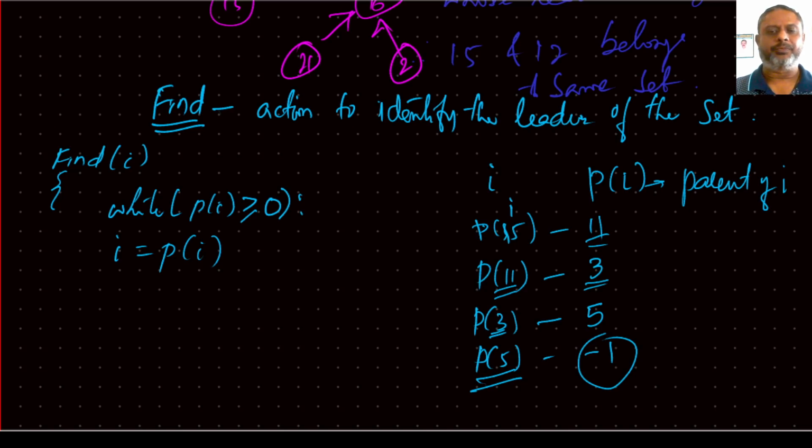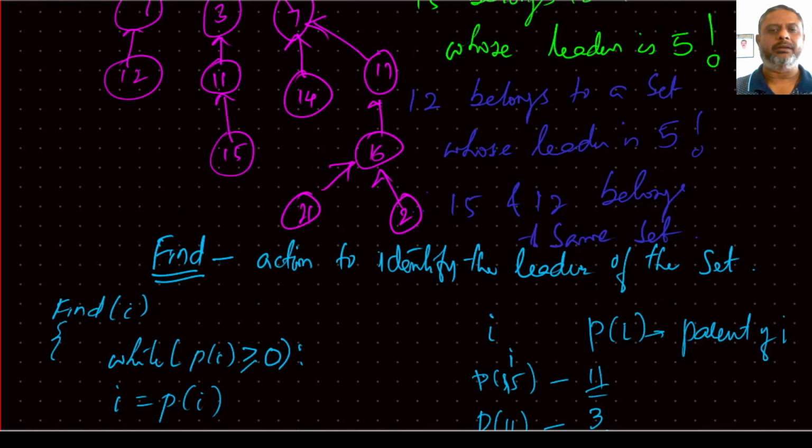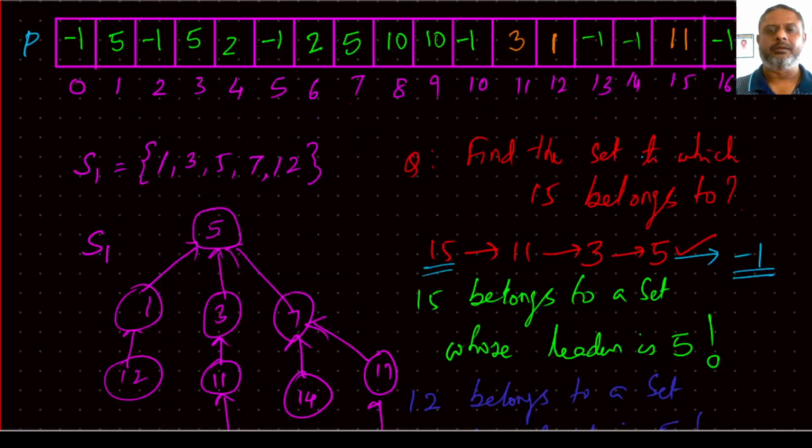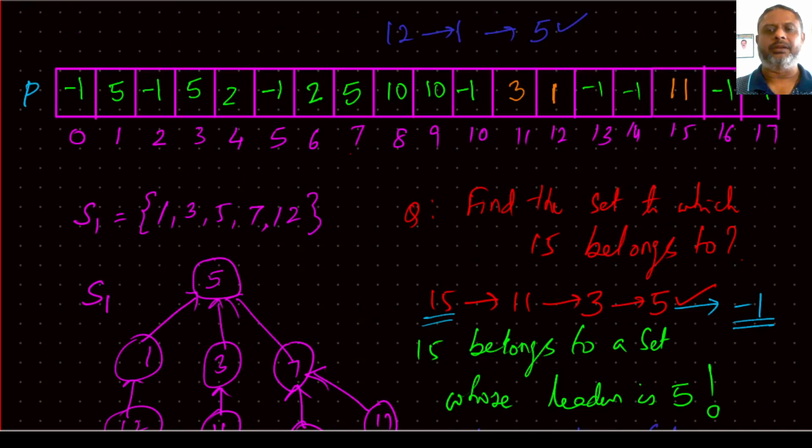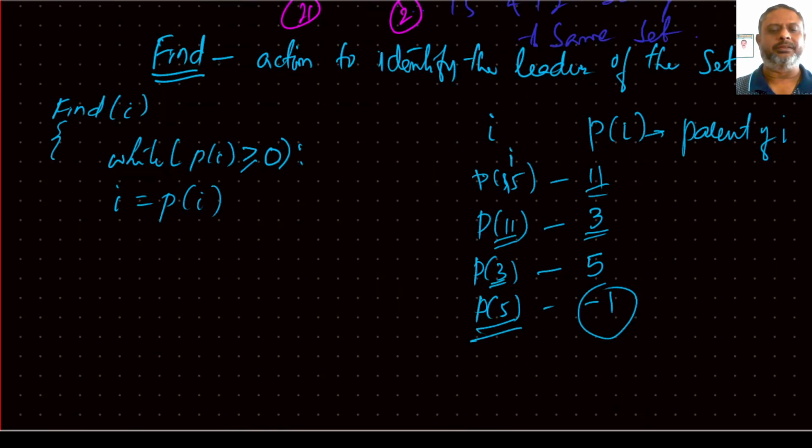First we started with I as 15, and the parent of 15 said 11. Then go to 11, the parent of 11 is 3. Then go to 3, the parent of 3 is 5. Then go to 5, and the parent of I is minus 1. So the loop breaks when I is equal to 5, and then we just return the value of I.